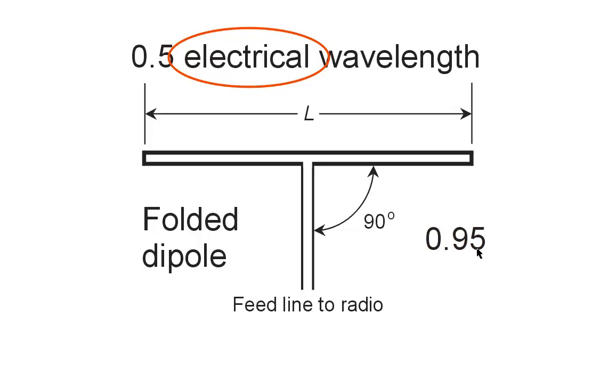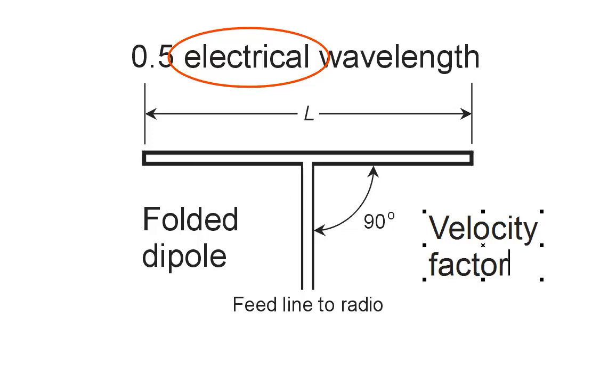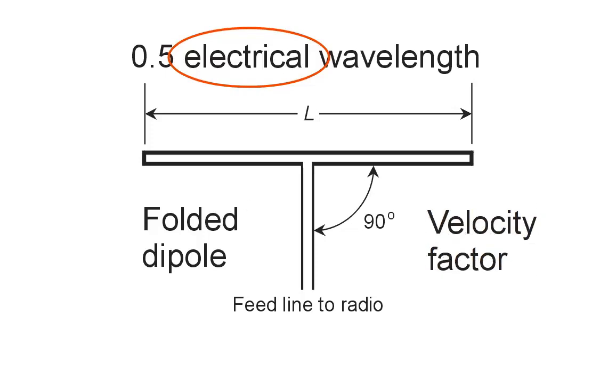This 0.95 or 95% is also known as the velocity factor of the radiating element in an antenna. And for ordinary wire, a dipole antenna that you might make at shortwave radio frequencies, that velocity factor is around 95%. If you build a folded dipole out of transmission line, the velocity factor of that transmission line might be considerably less than 95%.